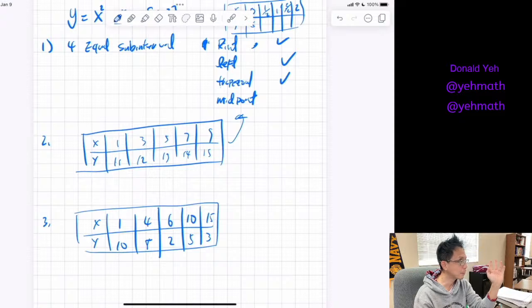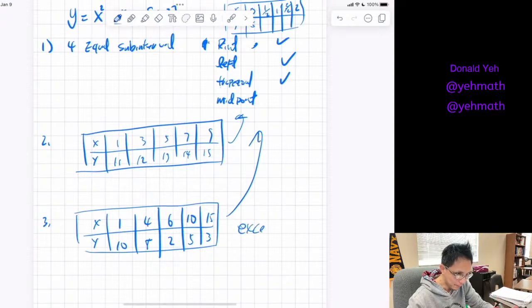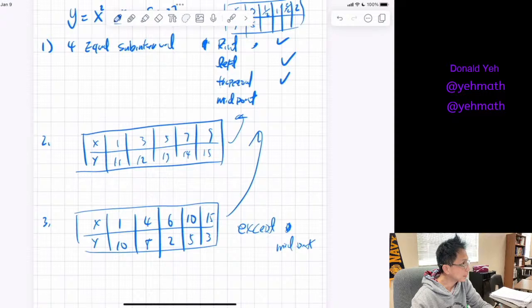Why can't I ask you midpoint on unequal intervals? It's different, right? It's not in the middle of something. Those points are not the middle of something. So all those things I can ask you, except midpoints.